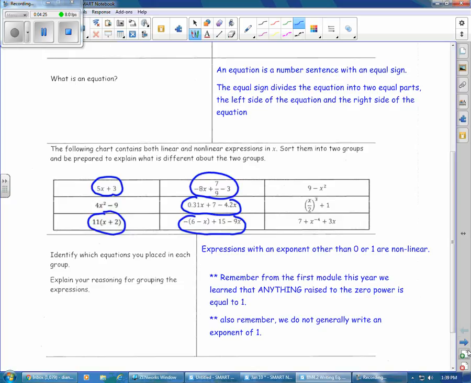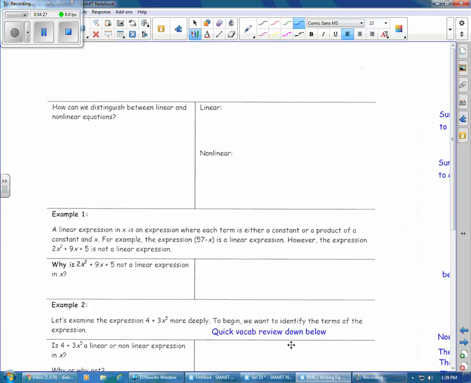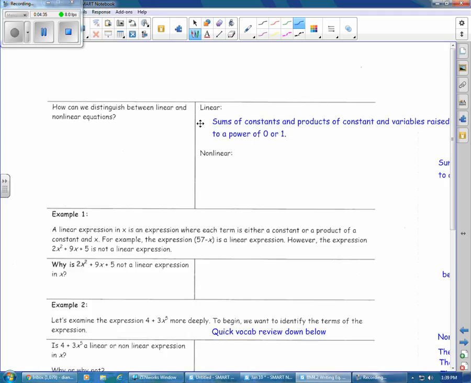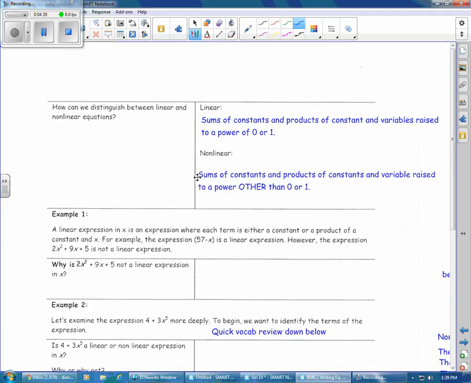Let's move on to page 8. So they're asking us now, how can we distinguish between linear and nonlinear equations? Hopefully you can put this in your own words because I'm using the book definition. You don't have to copy down the exact definition. Put it in your own words. Make it easier for yourself.